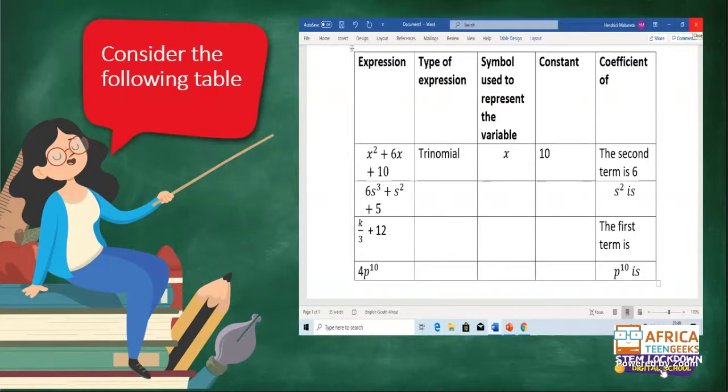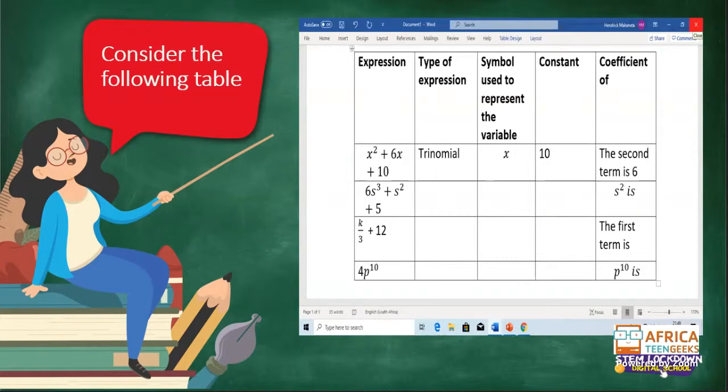We are almost left with a few minutes now. I want us to go to the next one, the next expression. K over 3 plus 12. Give me the type. Let's go to another participant now. Apart from Tino, let's go to Nosipo Pungula.